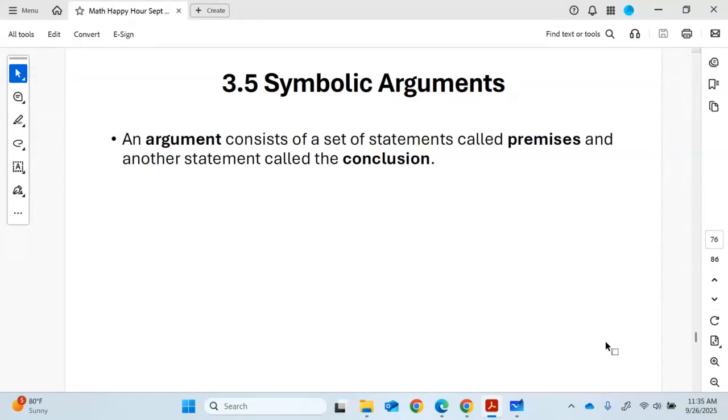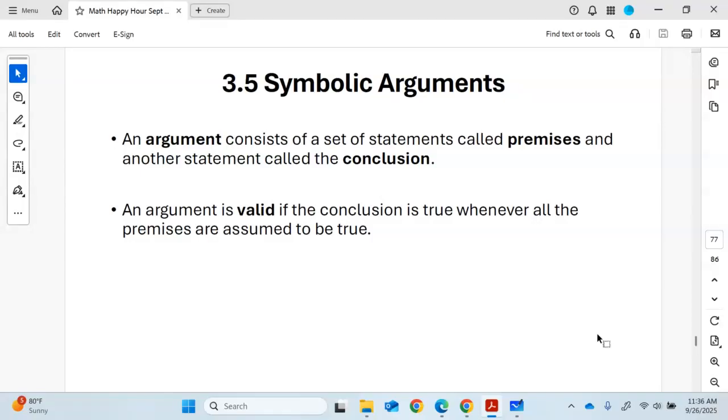And we're going to start by defining what an argument is. An argument consists of a set of statements called premises and another statement called the conclusion. So the premises are everything that comes before, everything that you're putting as your evidence, and then your conclusion is just the last statement. After all of the evidence that you presented, what did you conclude from there? So premises are everything that helps us make the conclusion. So an argument has premises and a conclusion.